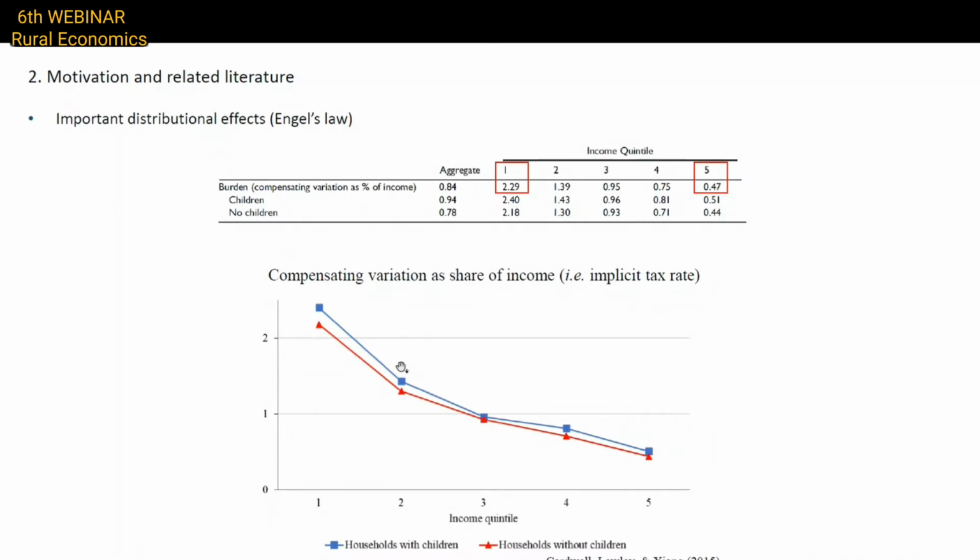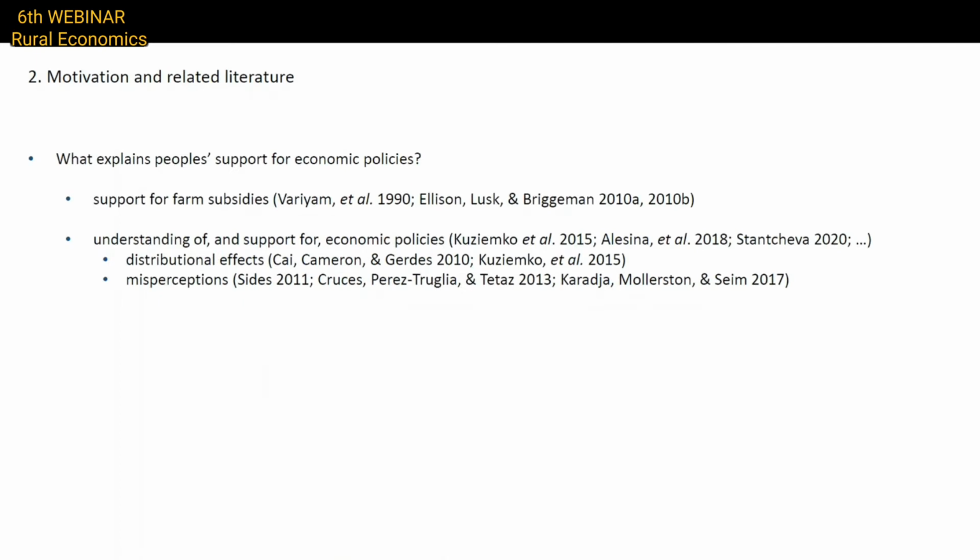So that then led us to try and understand more deeply what causes and what influences people's opinions on economic policies more broadly. So we started getting into this literature about support for farm subsidies on the one hand, and more broadly government policies in general. So what is important to voters in the determination of their support for public policies? There's a big literature on this if anyone is interested.